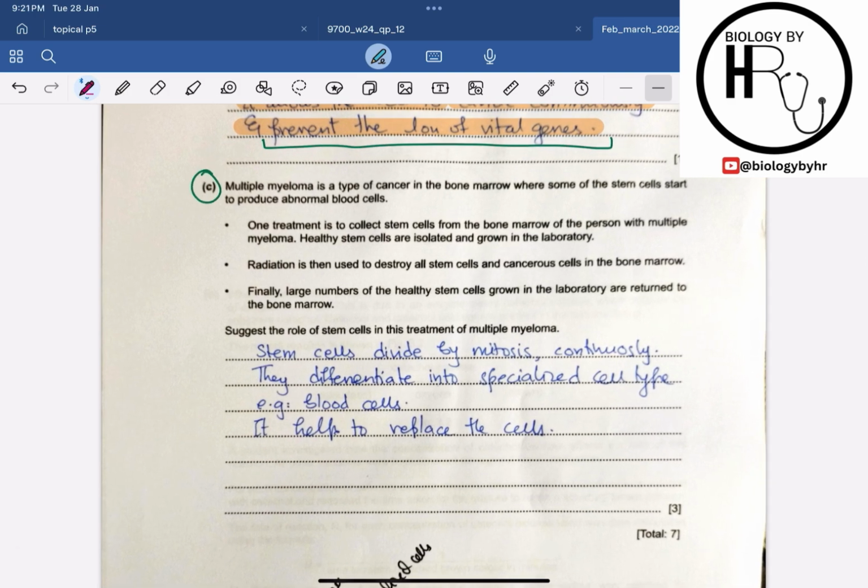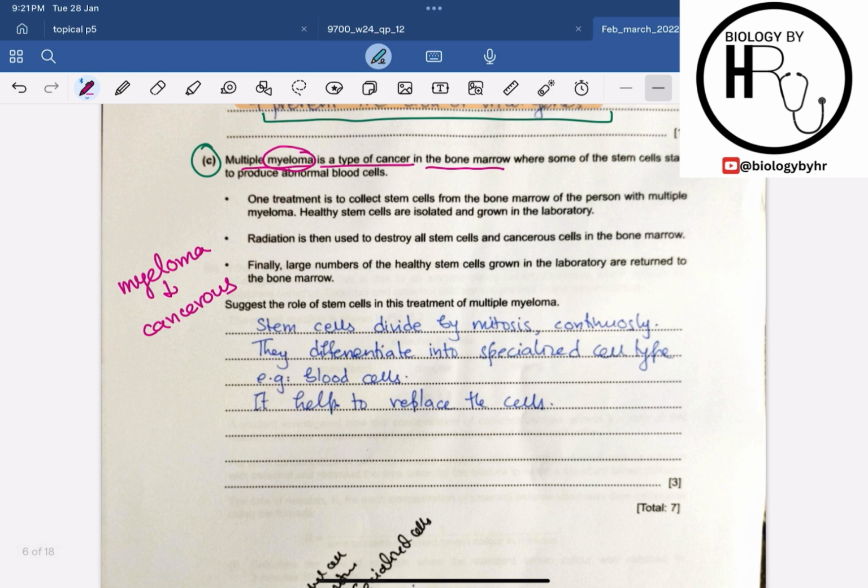Part C is asking us that multiple myeloma is a type of cancer in the bone marrow. We know what myeloma cells are: basically myeloma cells are the cancerous cells. We have studied it in the monoclonal antibody production in the chapter of the immunity. In this question they say that multiple myeloma is a type of cancer in the bone marrow where some of the stem cells start to produce abnormal blood cells. One treatment is to collect stem cells from the bone marrow of the person with multiple myeloma. Healthy stem cells are isolated and grown in the laboratory. Then radiation is used to destroy all stem cells and cancerous cells in the bone marrow.